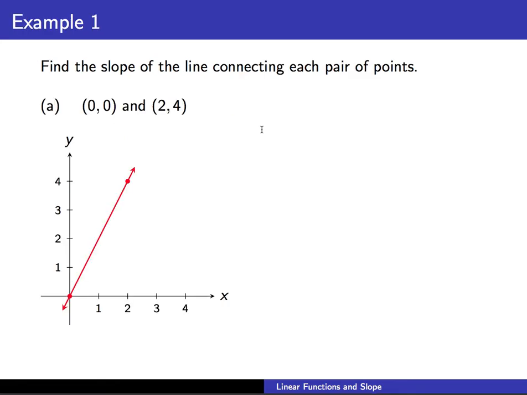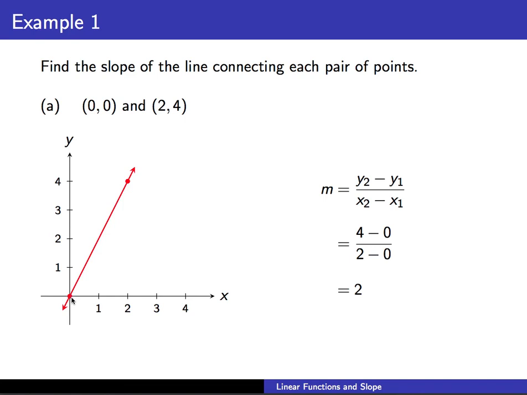So example 1, we're going to find the slope of the line connecting each pair of points. So we have 0, 0, the origin, and 2, 4. You don't have to graph them, but if it helps, great. So our slope formula, y2 minus y1 over x2 minus x1, we'll call 0, 0, x1 and y1, and then 2, 4, x2 and y2. Although 2, 4 could have been x1, y1, and 0, 0 could have been x2 and y2. But substituting those values in, for y2 minus y1, we have 4 minus 0. For x2 minus x1, we have 2 minus 0, and that gives us 2.